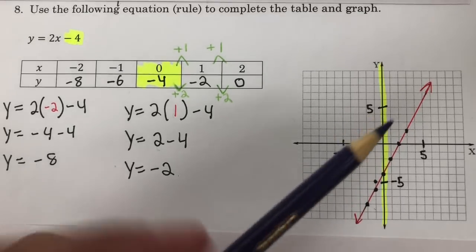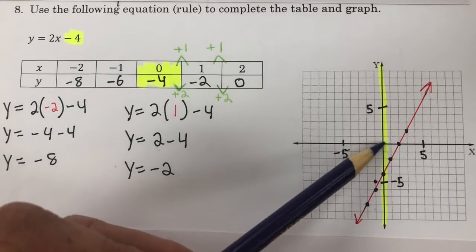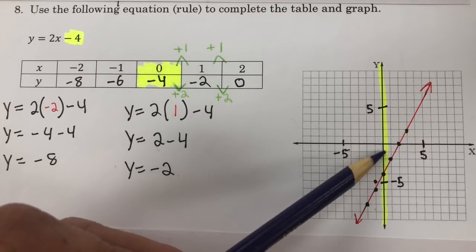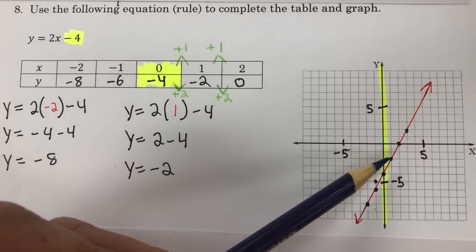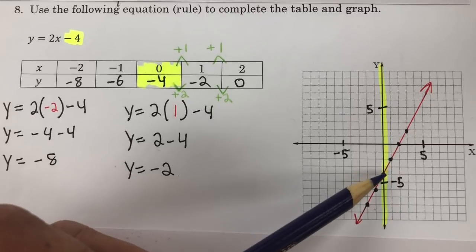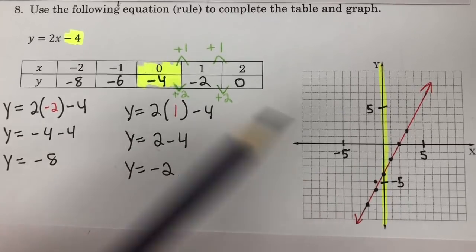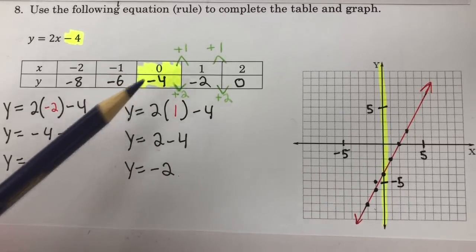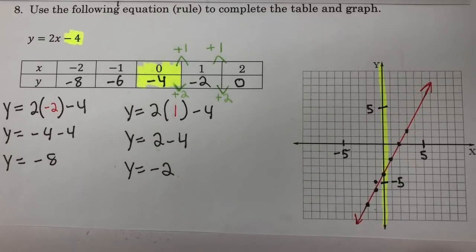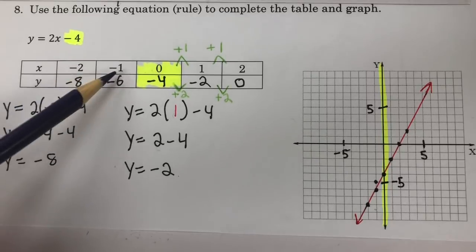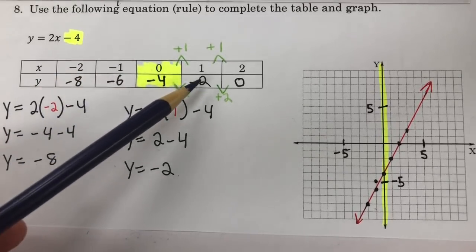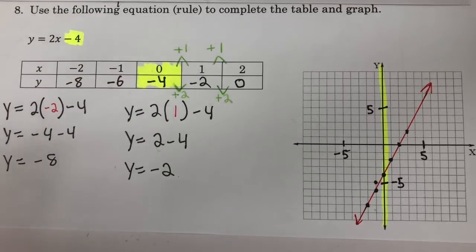Negatives go down. And think of them as hops. Negative 1 hop, negative 2 hops, negative 3 hops, negative 4 hops. And there is the point 0, negative 4. Now we need to find the values for y for the other input values.